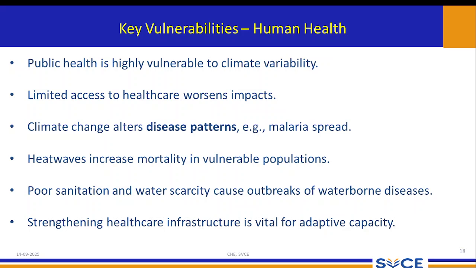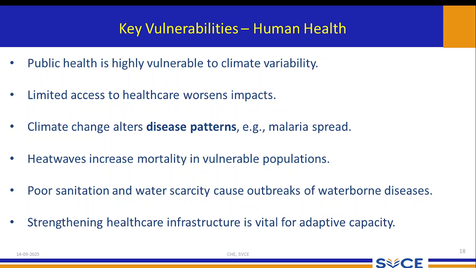Even some countries, third world nations, don't have drainage facilities itself. They just dump it directly to the ground. Okay, so these are all the things. Climate change alters disease patterns. For example, malaria spread, and heat waves increase mortality and death in vulnerable populations. So heat stroke may arise.